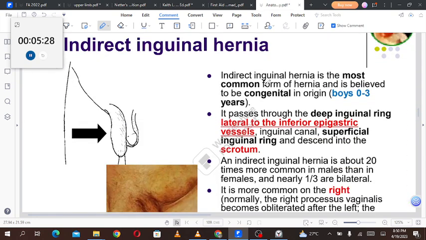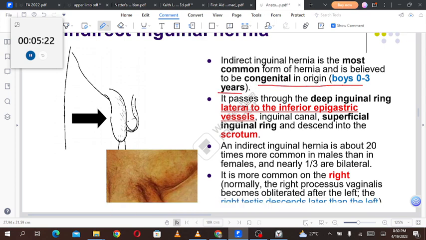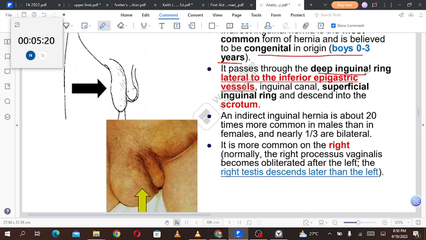So indirect inguinal hernia is the most common form of hernia and is believed to be congenital in origin. Boys 0 to 3 years. It passes through the deep inguinal ring lateral to the inferior epigastric vessels. So it is very important. The indirect inguinal hernia lies lateral to the inferior epigastric vessels, and passes through the inguinal canal and superficial inguinal ring, and descends into the scrotum.